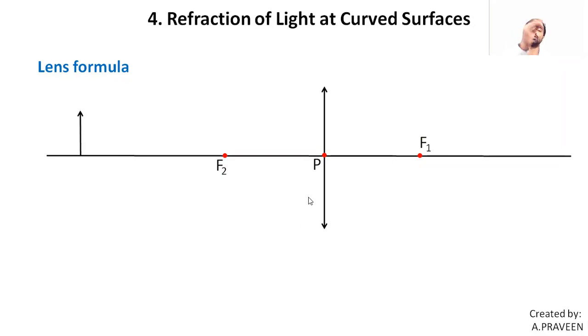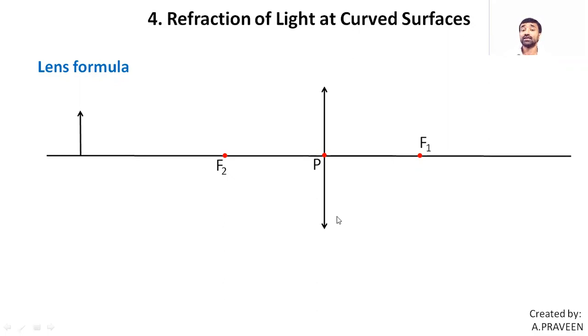Somewhere the object is placed. I am not saying it is beyond the center of curvature, or at the center of curvature, or in between F and C. Nothing is taken. It is just placed on the principal axis beyond its focus. Then, can anybody draw this ray diagram? How to draw this?